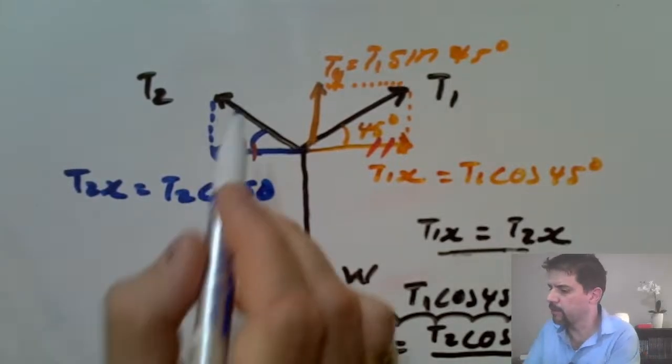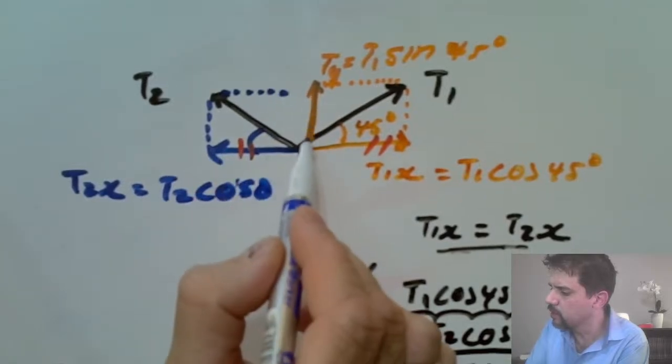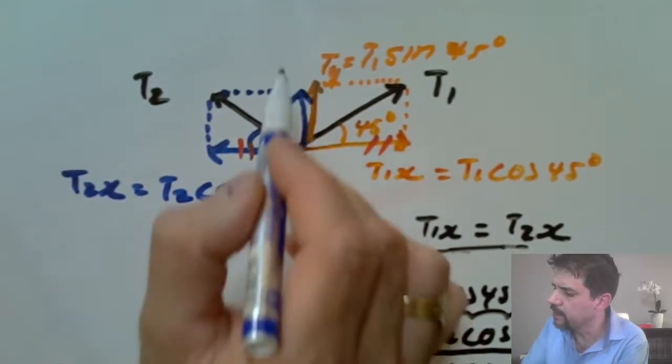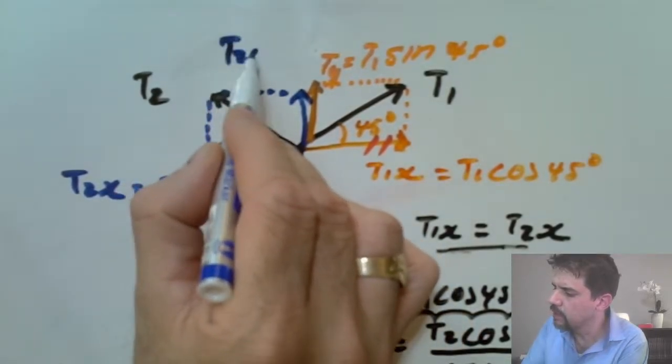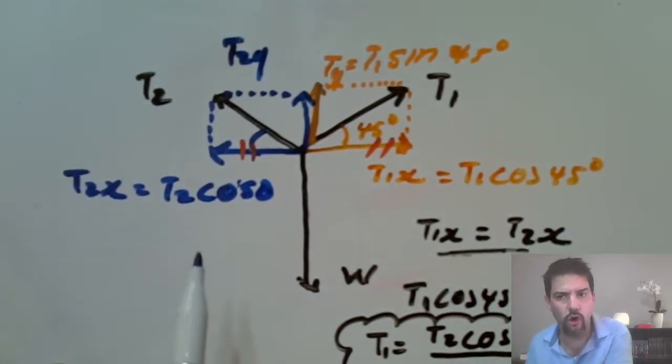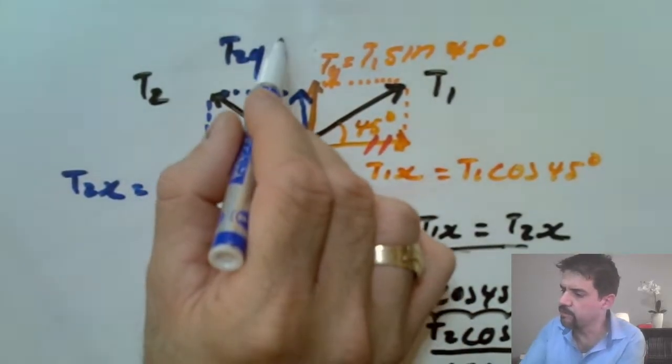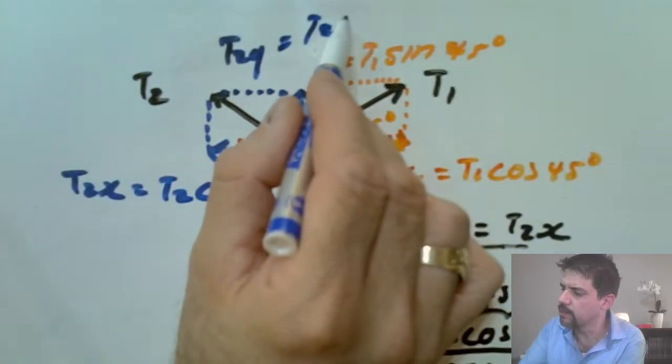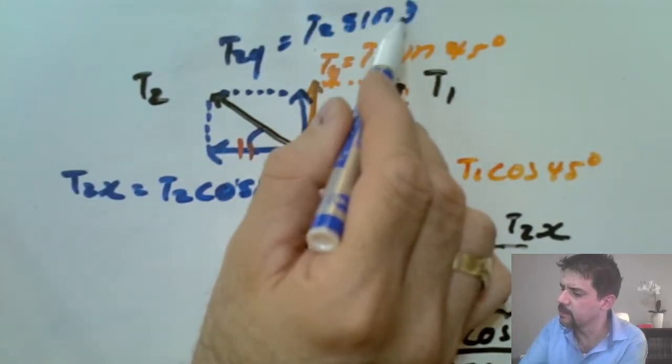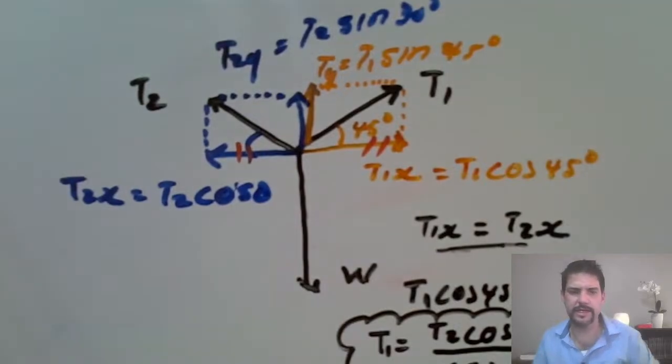And if we do it on this side here, for the other one it is the same. We break it here, and we have that this one here is going to be T2 in the y-axis, and it's also opposite. So this one will be equal to T2 multiplied by sine of 30 degrees. Okay, that is what we have there.